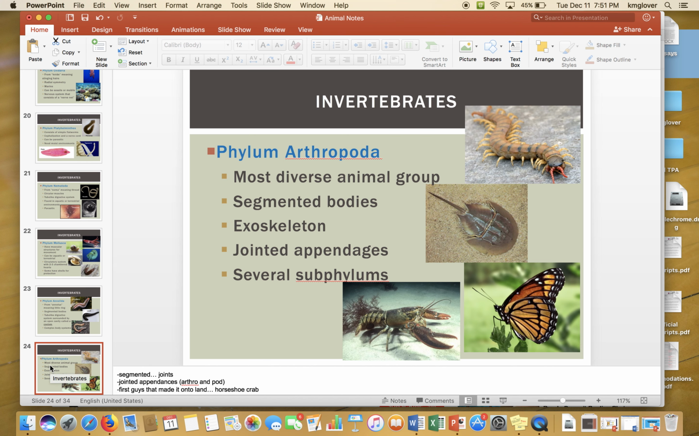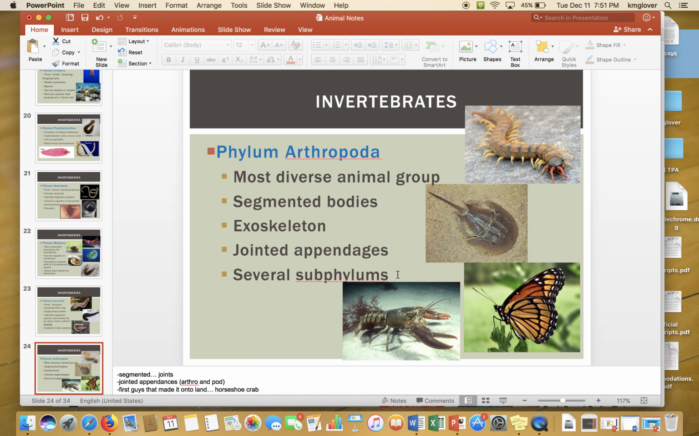All right, next you have arthropods. Arthro means joint, like you've got arthritis. Pod means foot. Okay, so these are segmented feet. That means they have joints. Okay, so they have jointed appendages. That's what arthro and pod mean. And they are very, very diverse. They have segmented bodies. They have an exoskeleton, so they have a protection around them. Again, they have jointed appendages, and they have several subphyla.